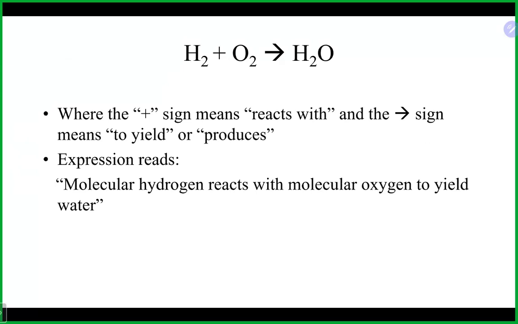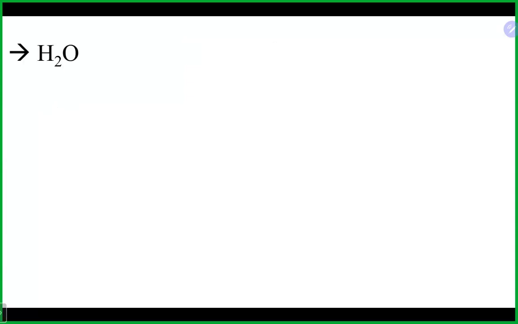And we can read this equation a couple of different ways. Again, we could say hydrogen gas plus oxygen gas are forming or yielding water. Or we could say molecular hydrogen plus molecular oxygen is yielding water. To yield or to form is really what the arrow represents in the equation. And the plus sign means reacting with.